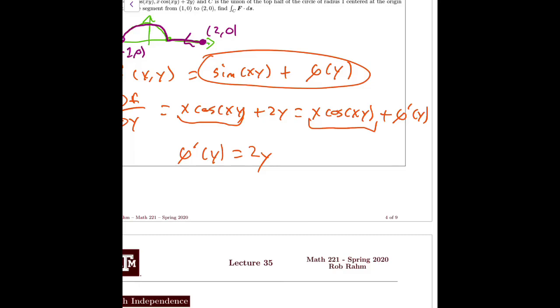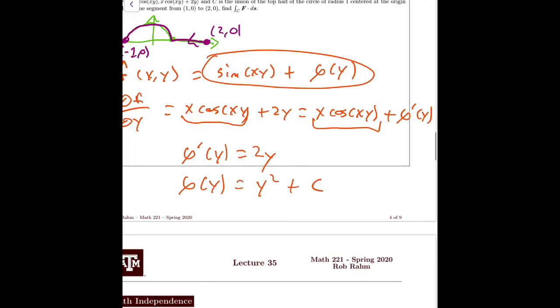And remember, if we had gotten phi prime of y is equal to some function of x and y, we would have made a mistake. But we just have phi prime of y is equal to a function of y. That's what we want. So if phi prime of y is equal to 2y, this means that phi of y is equal to y squared plus some arbitrary constant.